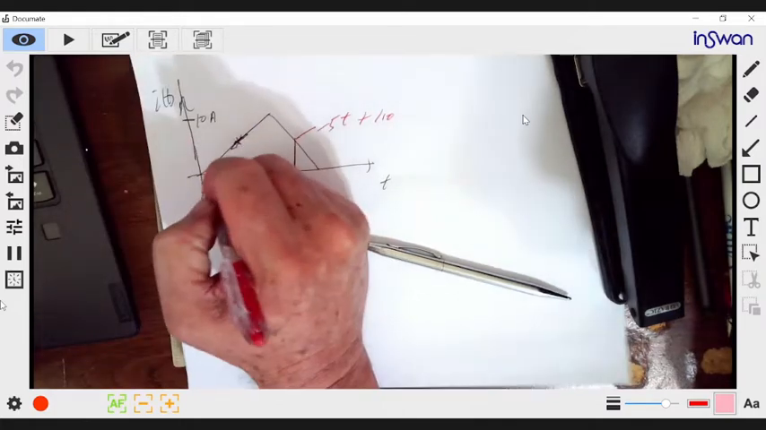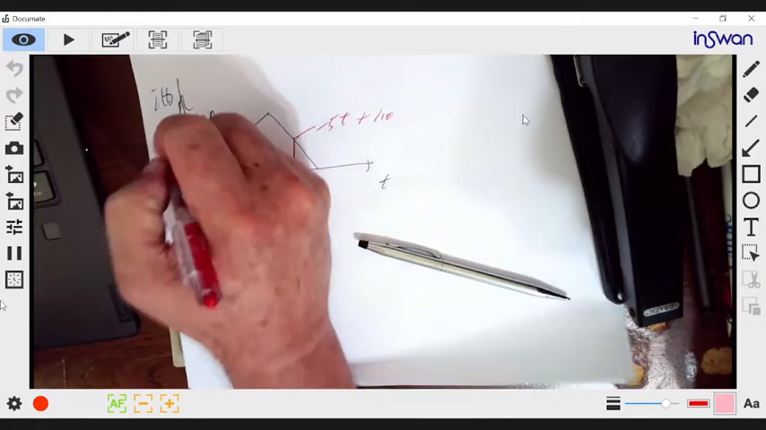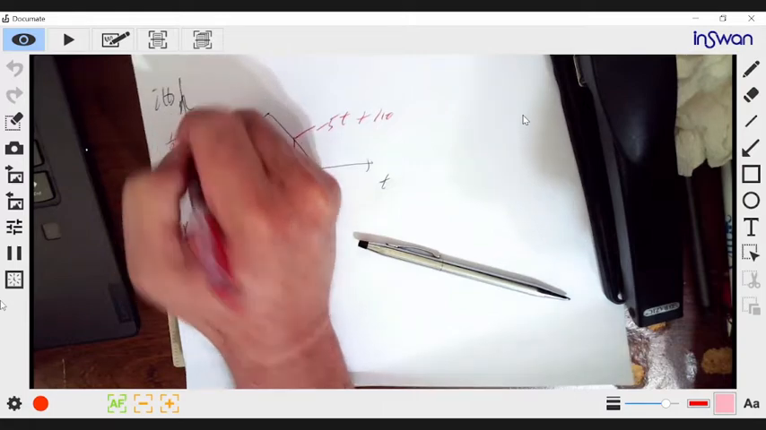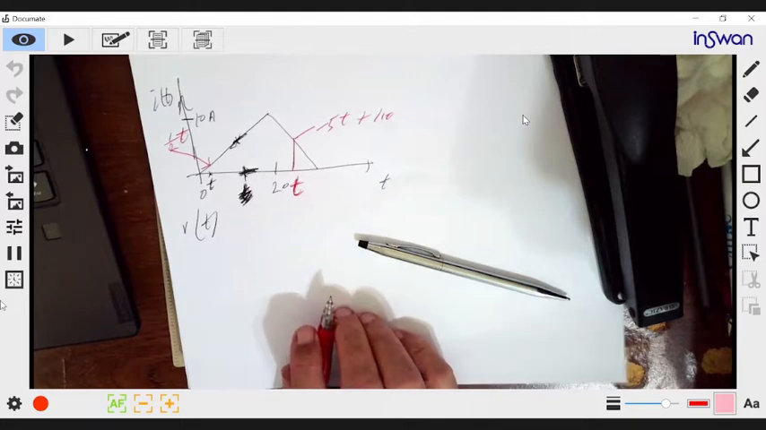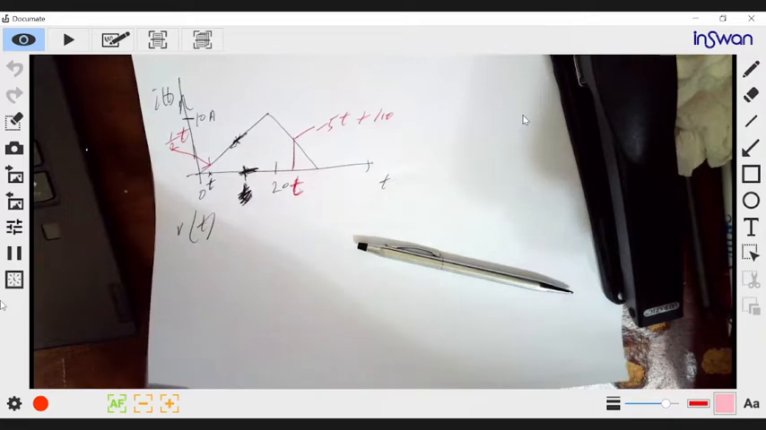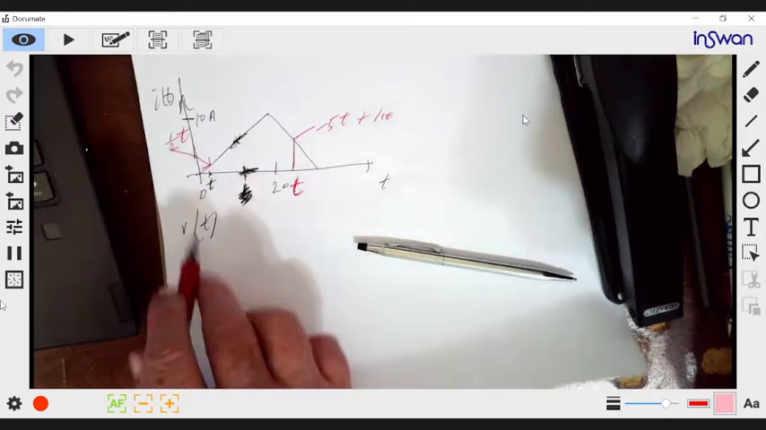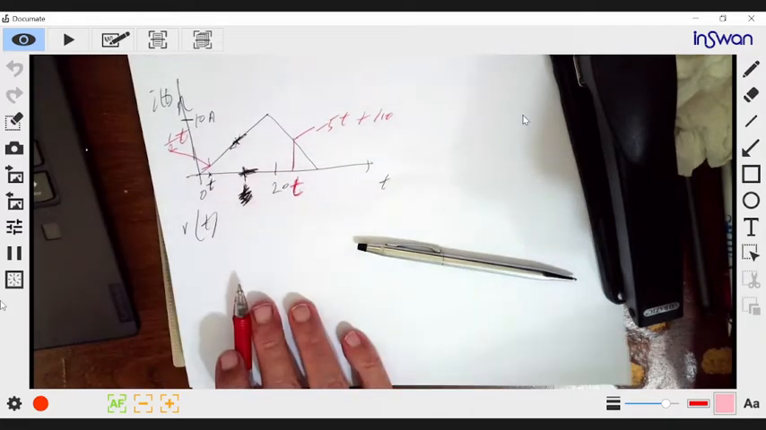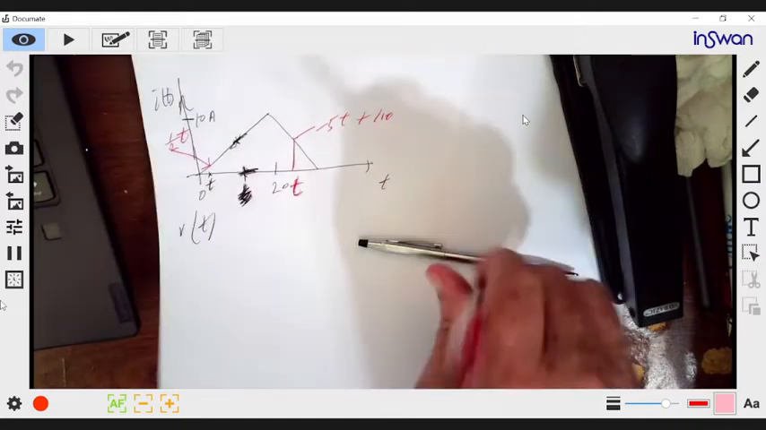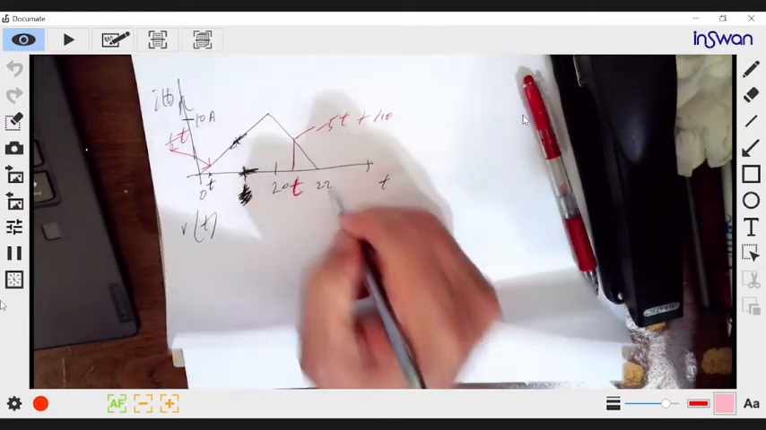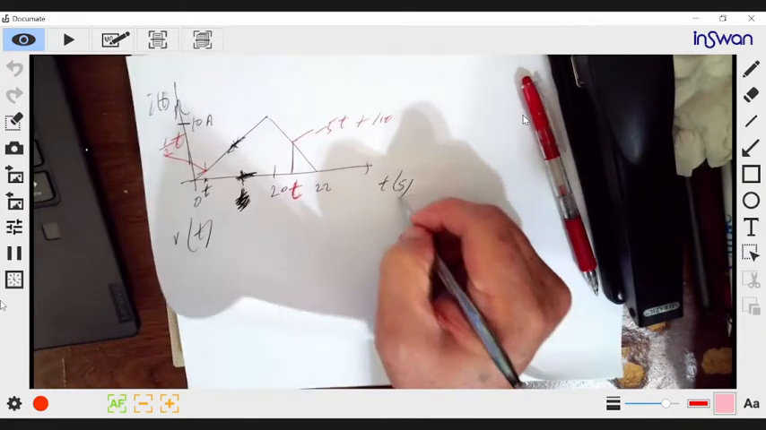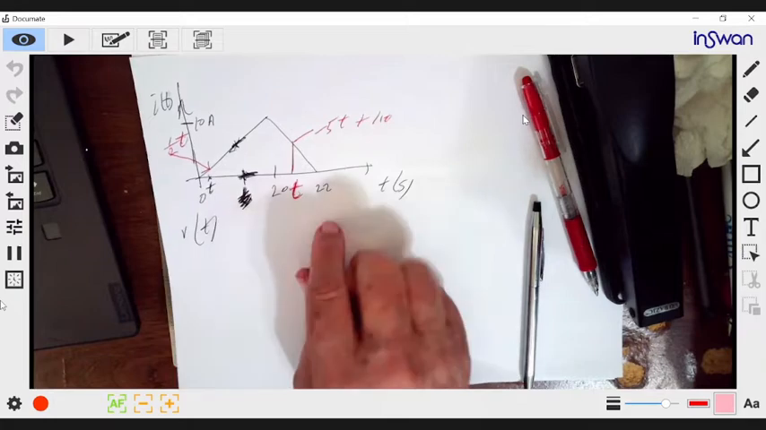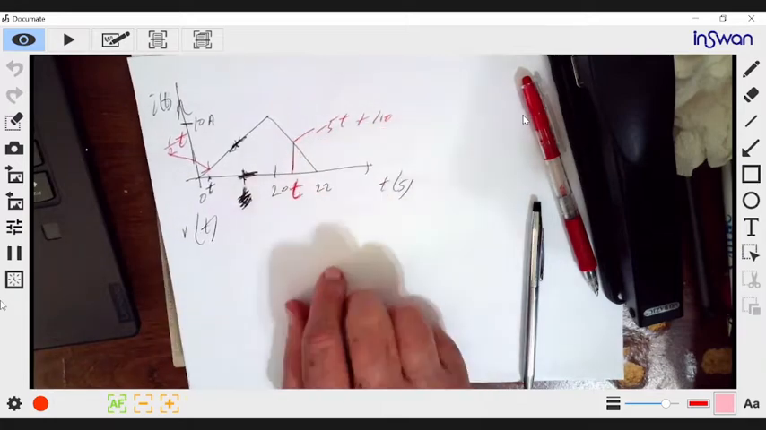So at t, I of t is half t. That's the equation of a straight line. And that is valid whenever we're between 0 and 20 seconds. That is not valid when we're between 20 and 22 seconds. When between 20 and 22 seconds, the equation that is valid is negative 5t plus 110.